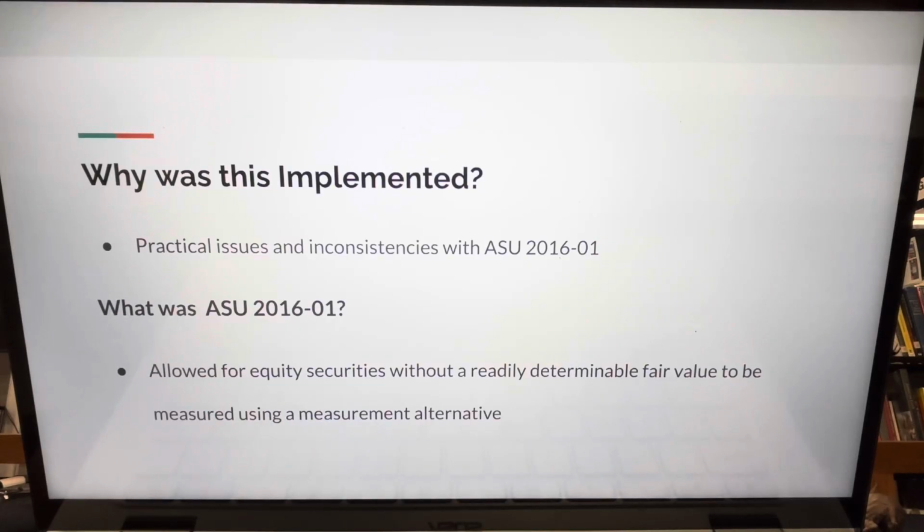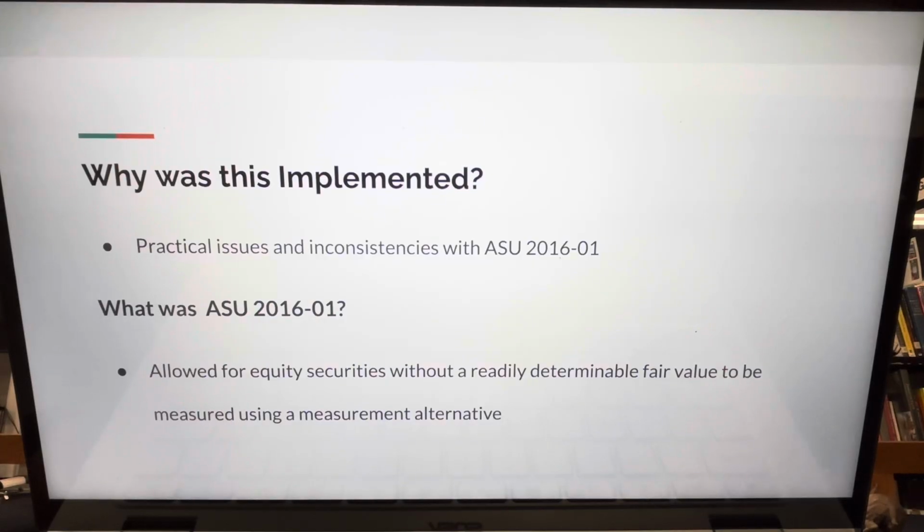Why was this implemented? The change happened because real-world application of the prior standards exposed gaps and inconsistencies, especially during transitions between investment types and when using derivative instruments. FASB issued ASU 2020-01 to make the rules clearer, more practical, and more internally consistent.